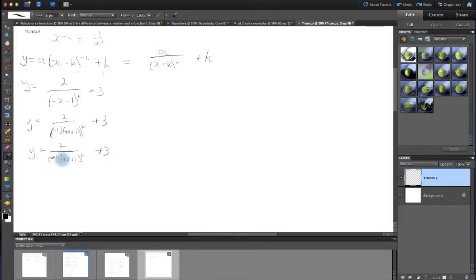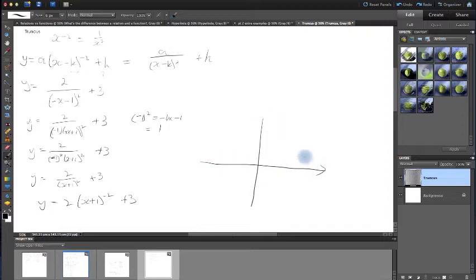Now with this minus 1 squared bit, we know that minus 1 squared is just minus 1 times minus 1, which equals positive 1. So here we have 2 divided by positive 1, which is just 2, and then we've got our (x plus 1) squared plus 3. We can write that in the other form if we want to: 2 times (x plus 1) to the minus 2 plus 3. Now this is fairly straightforward to graph. We can set up some axes here. The plus 1 means we've moved to the left 1 unit, and plus 3 means we've moved up 3 units, so our asymptotes are at 3 up, and 1 this way.